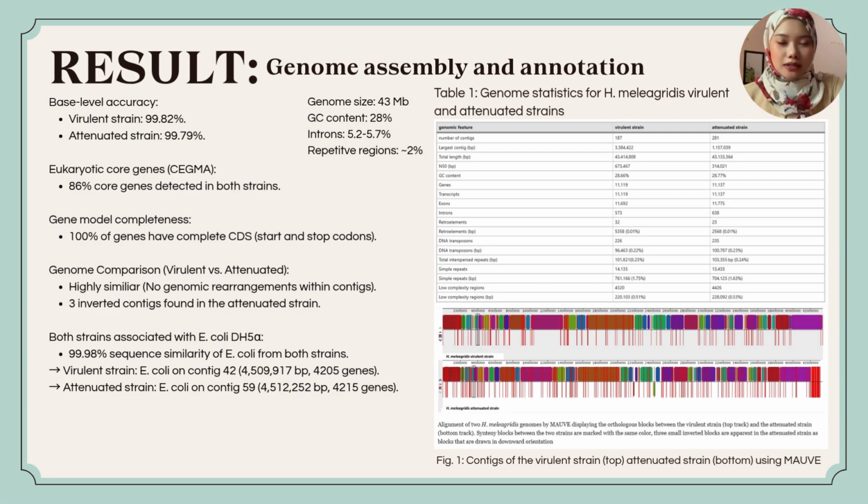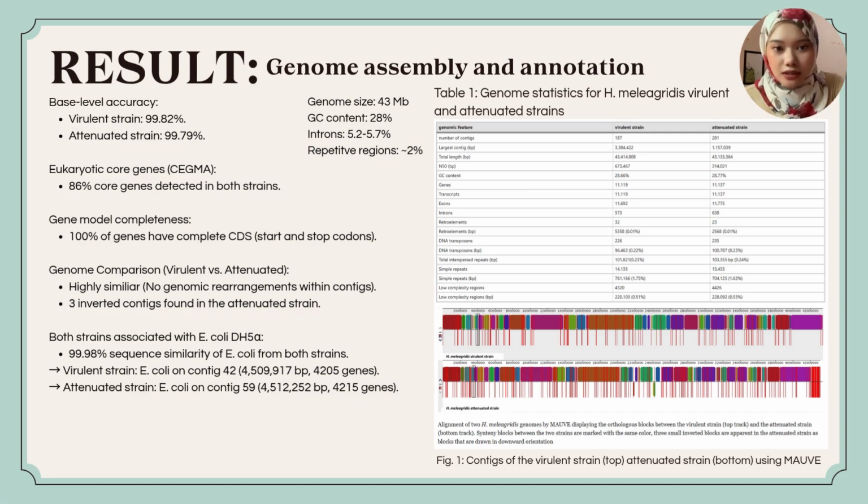Hi, my name is Sharmin and we will continue with the results. For genome assembly and annotation, as we can see in Table 1, H. meleagridis genome sizes are 43 MB, GC content 28%, and approximately 11,000 genes, with little difference between the strains. Introns are rare, at 5.2 to 5.7% of genes, and repetitive regions are approximately 2%.